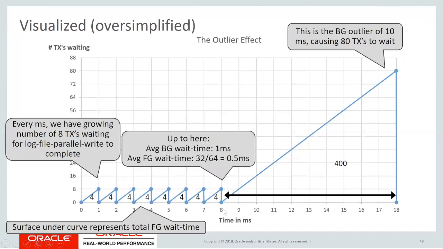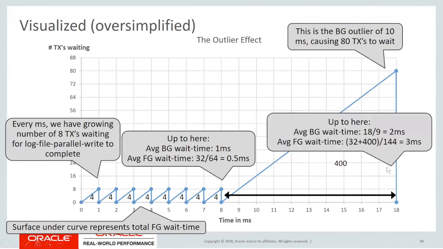Now, up to this time frame, 8 milliseconds, what was the average background wait time for the parallel log file write? Well, I had 8 parallel log file writes. They all took 1 millisecond. So the average background log file parallel write was 1 millisecond. For the average foreground wait time, I have 8 times 4, 32 milliseconds in total of wait time over the transactions. How many transactions were there? Well, 8 times 8, 64 transactions. Divide that, and I have an average wait time of 0.5 milliseconds for a foreground waiting for a log file sync to complete.